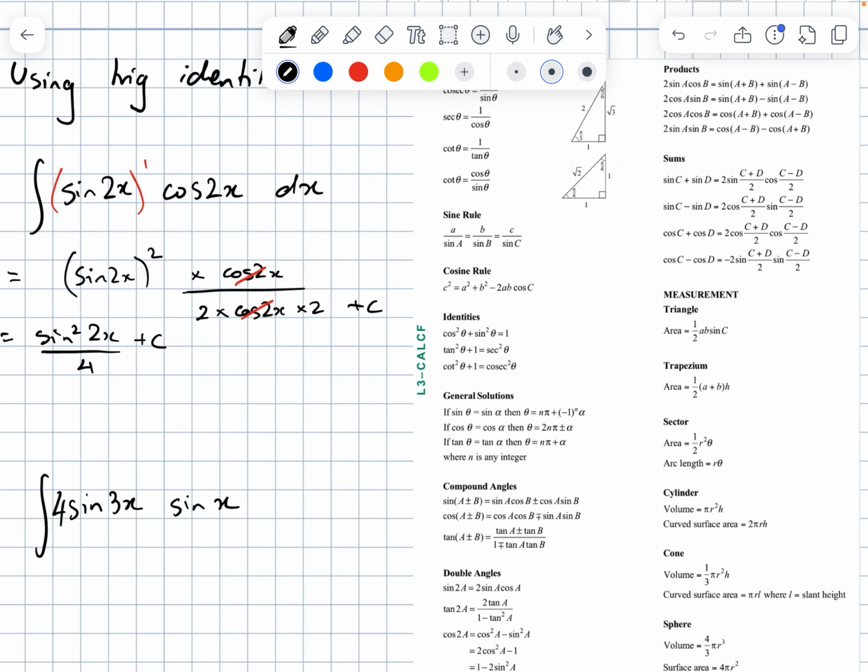Now, the ability to do 2 different things is not always the case. That only applies here because the sine 2x and cos 2x have the same angle. Sometimes you get with a different angle. So number 2, 4 sine 3x sine x.